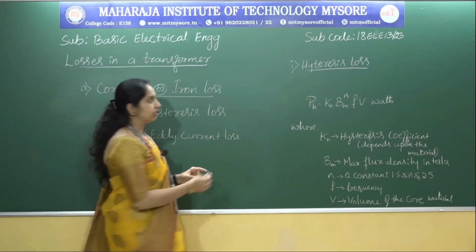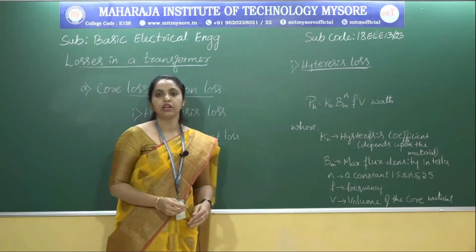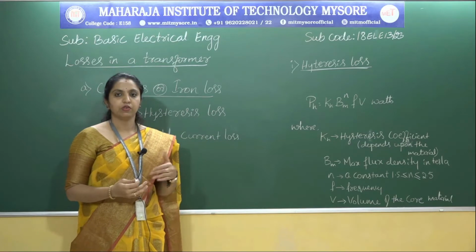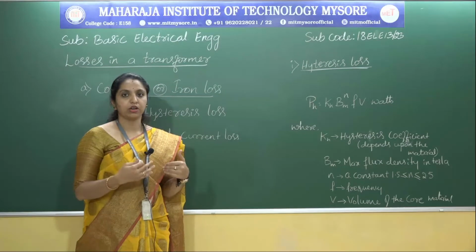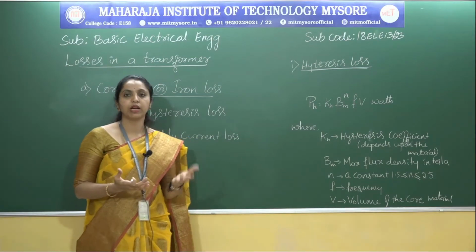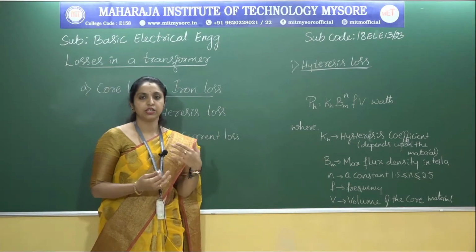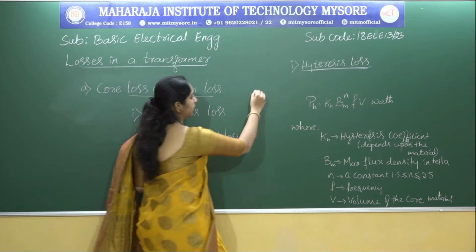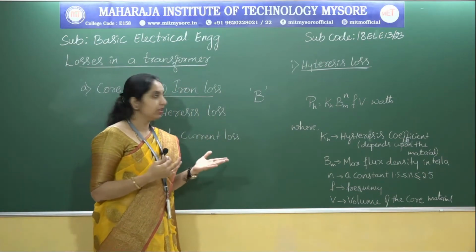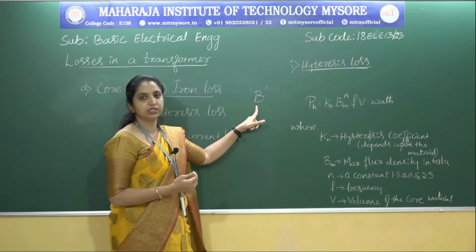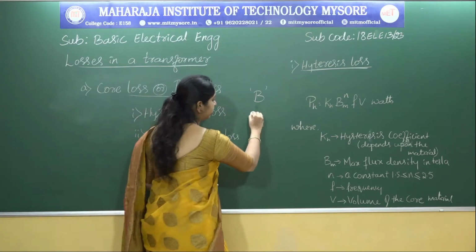So what is this hysteresis loss? Hysteresis loss means when the alternating current flows through the winding, the magnetic core undergoes the cyclic process of magnetism and demagnetism. Due to this, there is a tendency of the flux density. So what is flux density? Here we denote it as B. Due to this, there is a tendency of the flux density B which lags behind the field strength H.